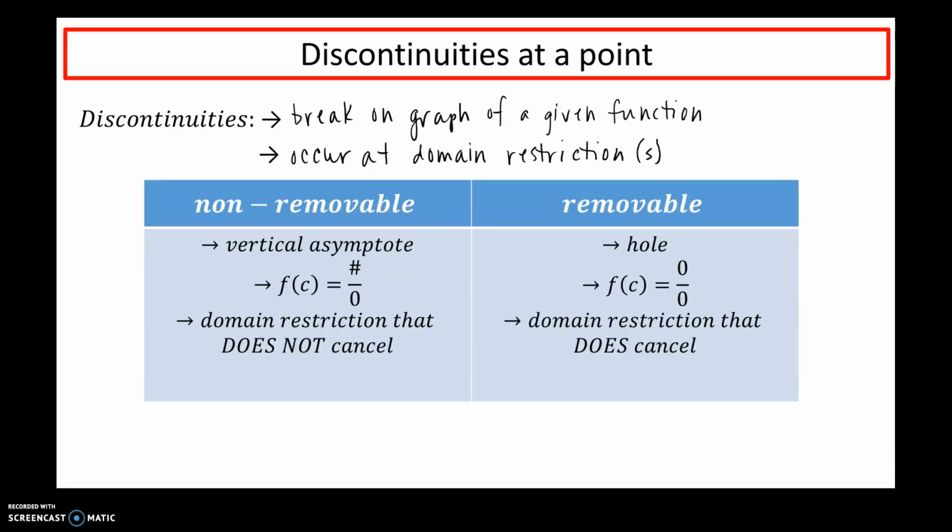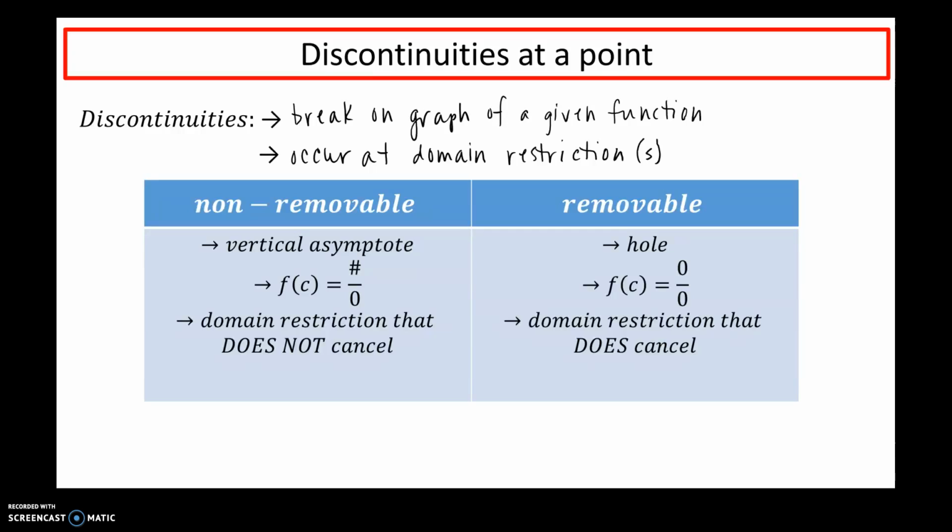So every discontinuity can be classified as non-removable or removable. A non-removable discontinuity for our purposes is going to be a vertical asymptote on the graph. Direct substitution of the number will give us number over 0, because remember, discontinuities occur at exact values of x. So it has to look like something if I were going to plug the number into the original function. And when I get to the example, this last point will make more sense. But a non-removable discontinuity is a domain restriction that does not cancel.